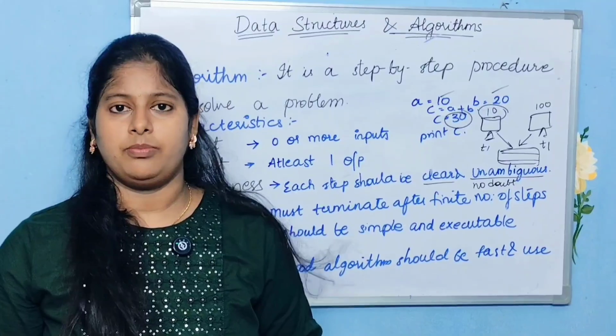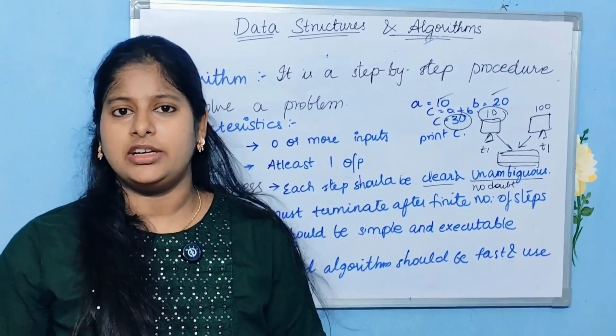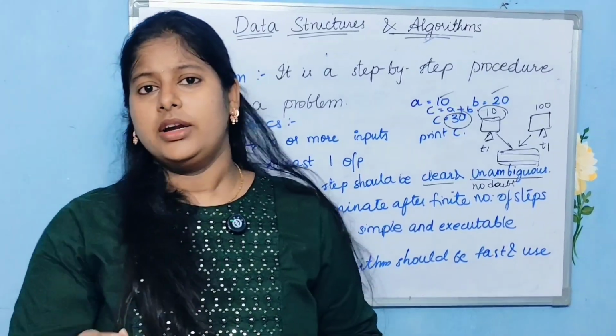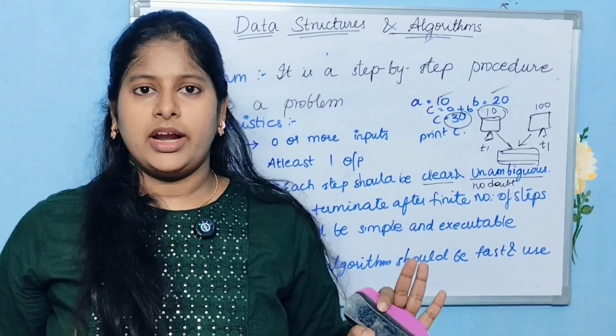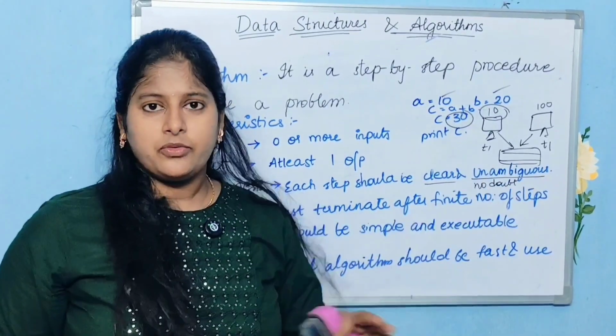Then the program stops, right? It won't go on continuously asking some or the other instructions. Once I get my amount, I will take out my card and leave. Right? This is called finiteness. It must terminate after a finite number of steps.